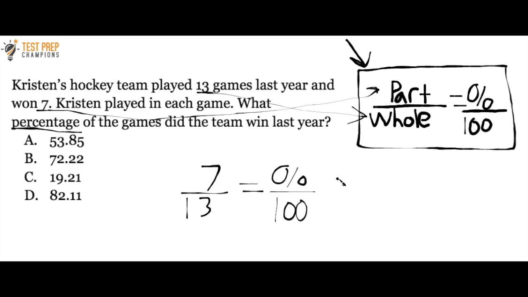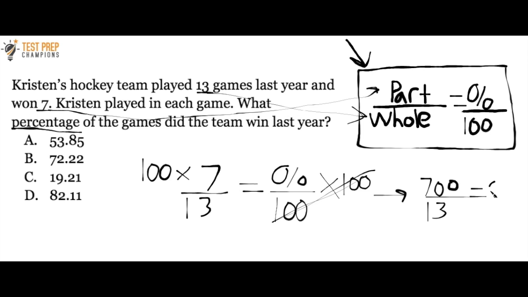Now, what I would recommend you do is just multiply by 100 on both sides. And when I do that, the hundreds are going to cancel out on the right side, leaving me just with the percent. And I'm also going to have to do that over here on the left side. So when I rewrite all of this, I'm going to have 700 over 13 equals the percent sign. And if you just do in your calculator 700 divided by 13, you're going to see that the answer is A, 53.85. Maybe you got 53.846 and then a bunch of other numbers, which is what I actually got in my calculator, but I just rounded it to this.